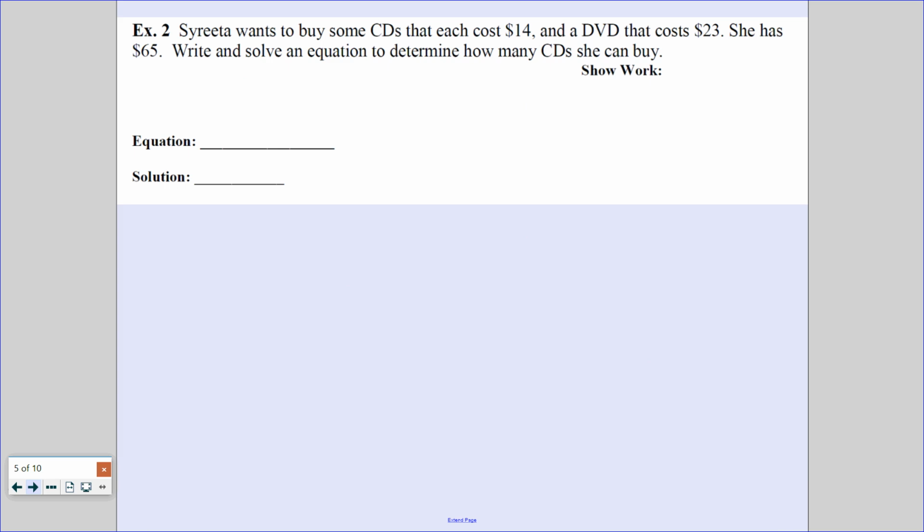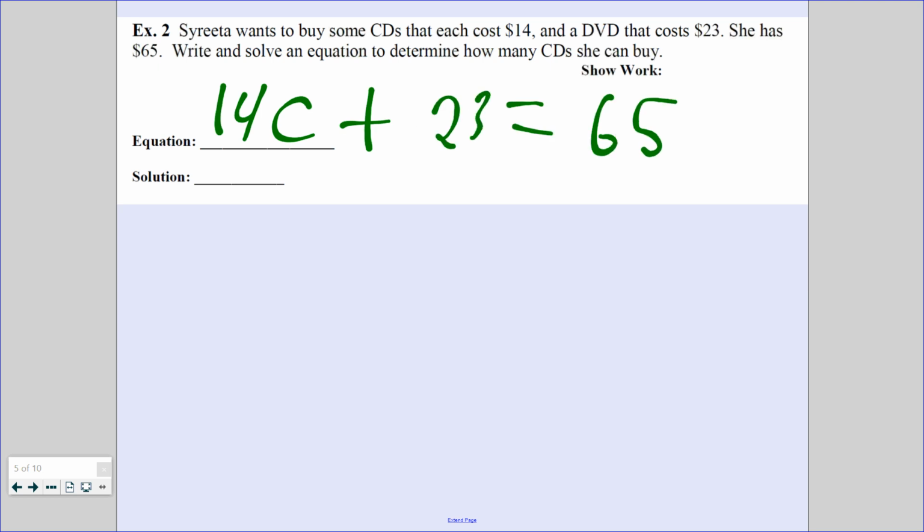Sarita wants to buy CDs that cost $14 and a DVD that costs $23. She has $65. Write and solve an equation to determine how many CDs she can buy. She wants to buy some CDs. Do we know exactly how many? No, we don't. But we do know each one costs $14. So it's $14 for each CD. Let's use C for CD, plus she bought a DVD for $23. The total she spent was $65. So this is our equation.